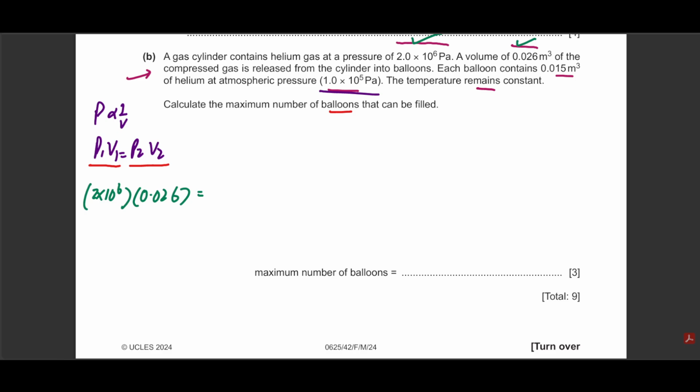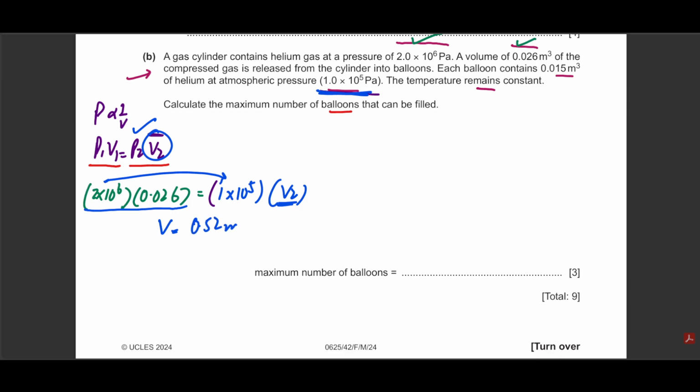So for every balloon that I'm going to fill, whatever volume of air I fill the balloons with, this V2 inside the balloons will be at atmospheric pressure, or at a pressure of 1 into 10 to the power 5. Since we've memorized this as the atmospheric pressure value, that's why I've referred to it as such. Otherwise, you could not have said that. It would be fine. And this is going to be V2. How much volume would I have if I let this gas escape from this pressure to exist at this pressure? So V2 comes out as 0.52 meter cube.